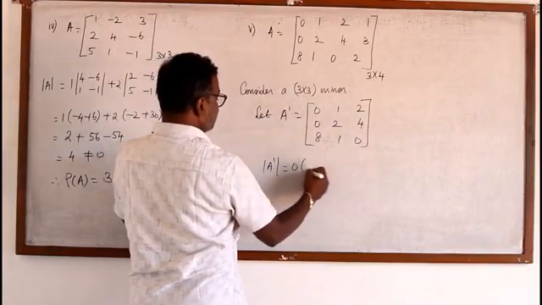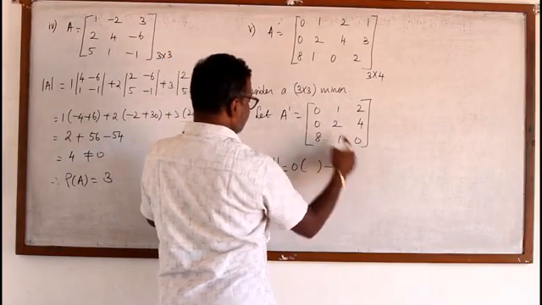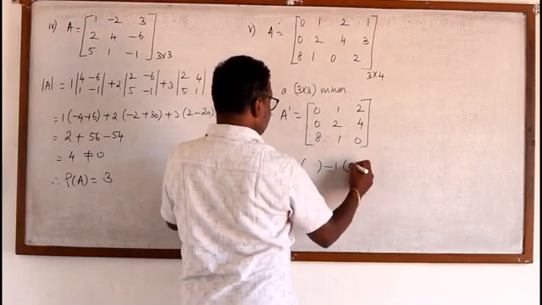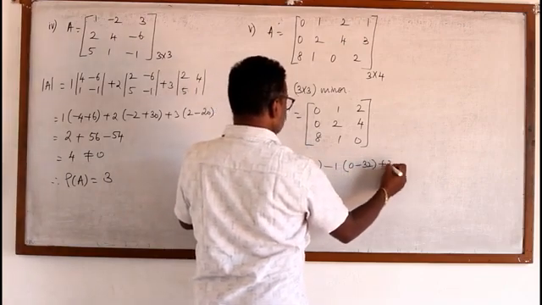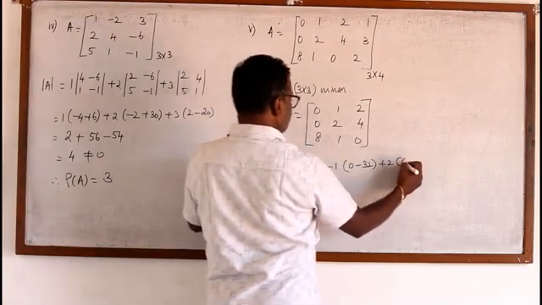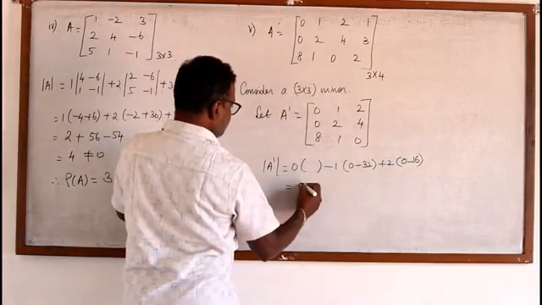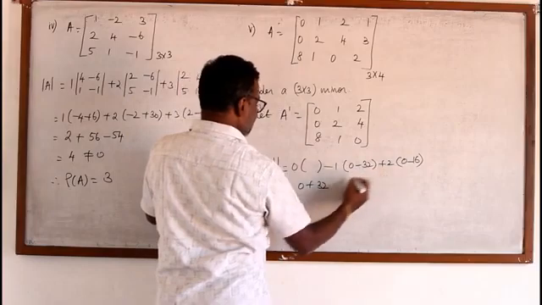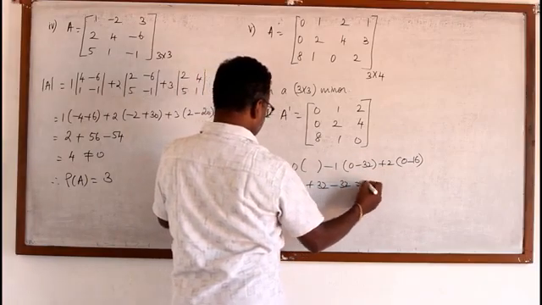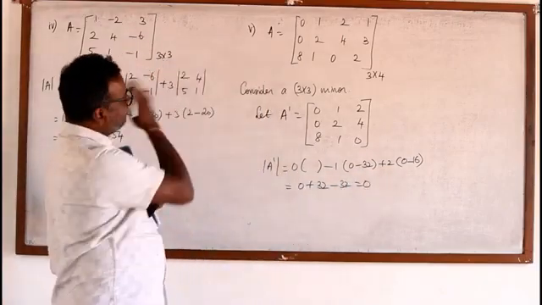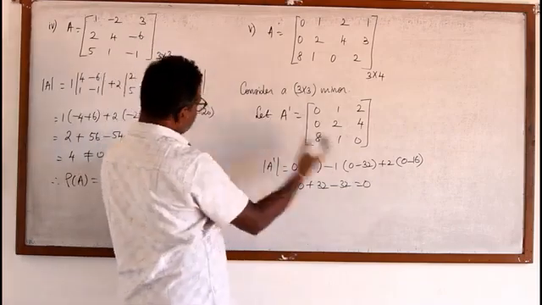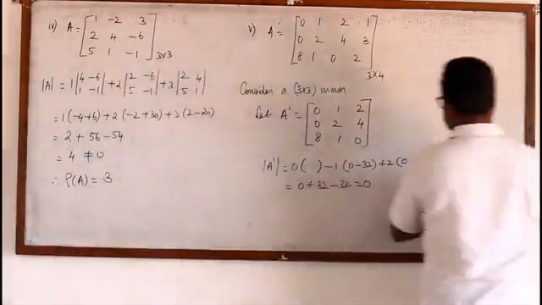It is 0 into something, minus 1 into 0 minus 32, plus 2 into 0 minus 16. This is 0, plus 32, 2 16s are minus 32, it becomes 0. Therefore, it fails in this first attempt. So let me go for another determinant.